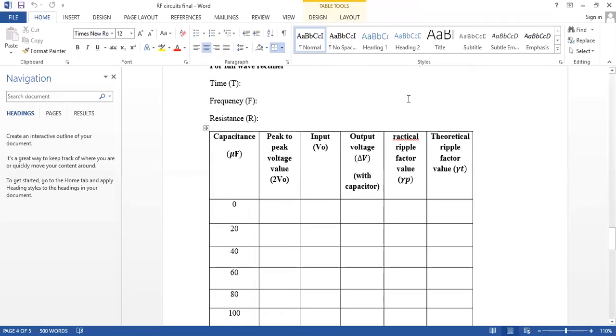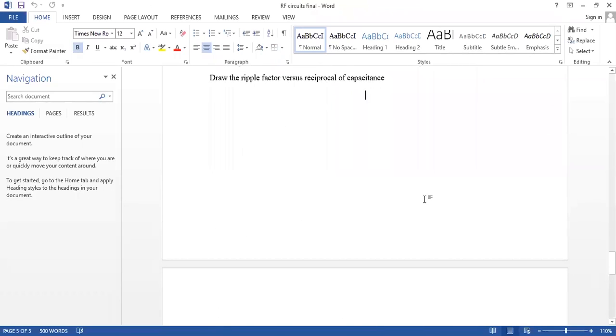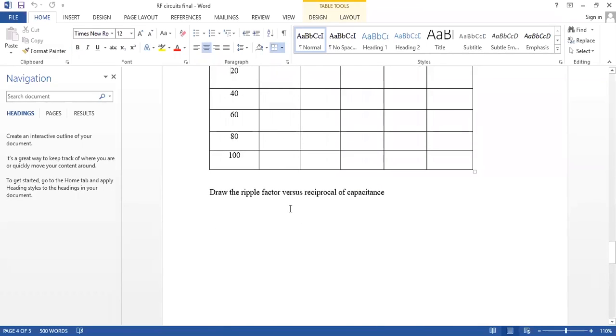And for the full wave also, you should plot the graph on one graph sheet. Okay, one graph sheet: 1 upon C, that is the reciprocal of the capacitance, versus gamma p and gamma t. You should adjust the scale for gamma p and gamma t in your graph sheets, and you can scan and send it. This is your structure, and you need to find the midpoint, upper point and lower point.